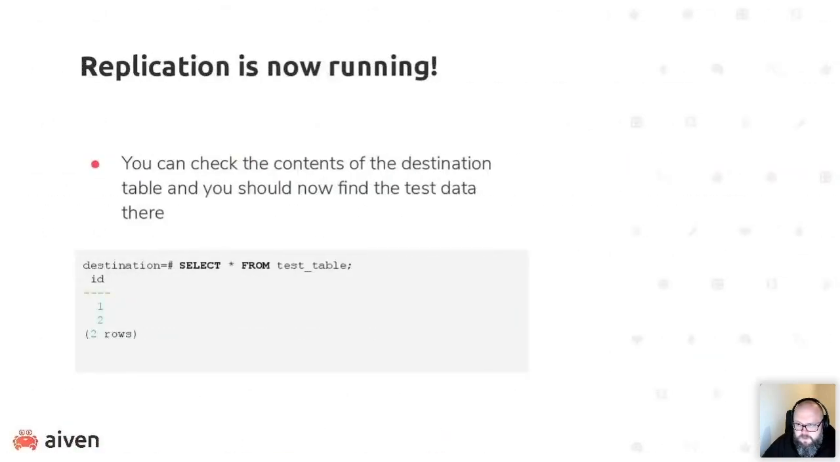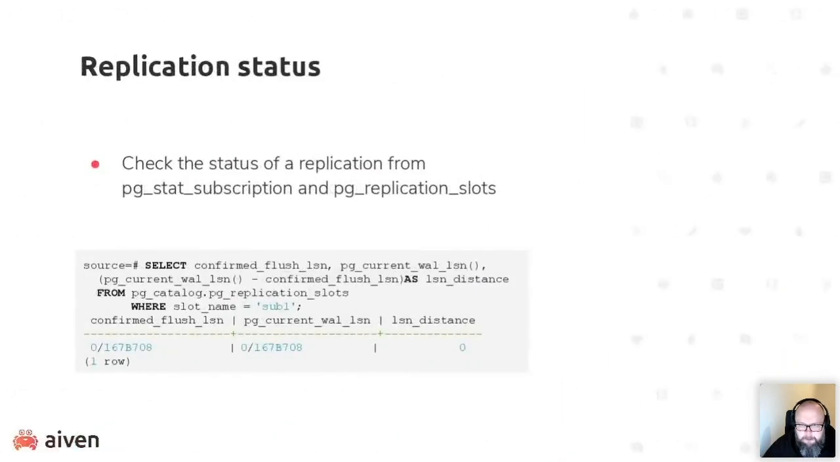So that's all there is to it. Logical replication is now running. You'll notice changes from the master are being replicated to the destination cluster. For checking the status of the replication, you can check the pg_replication_slots and pg_subscription views.